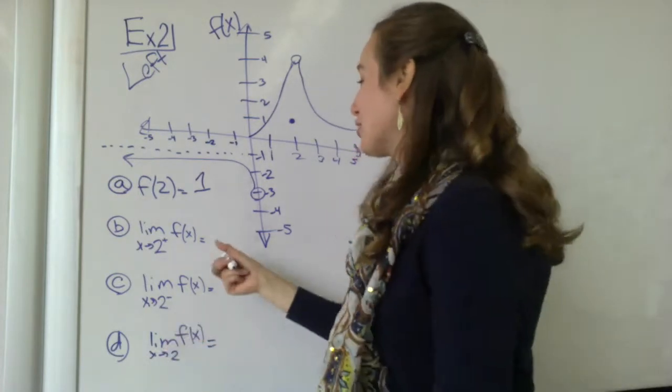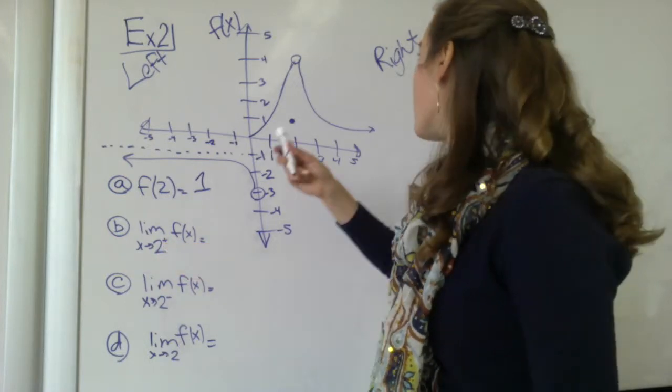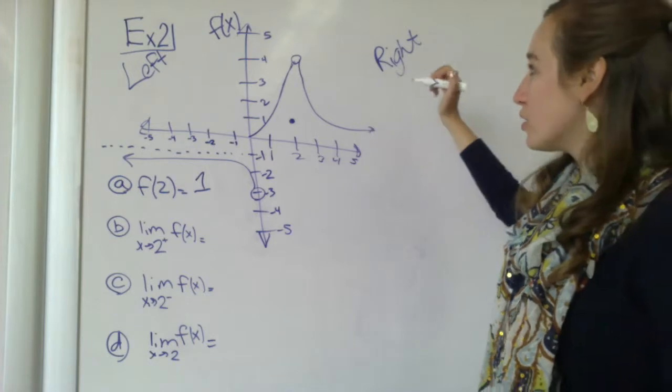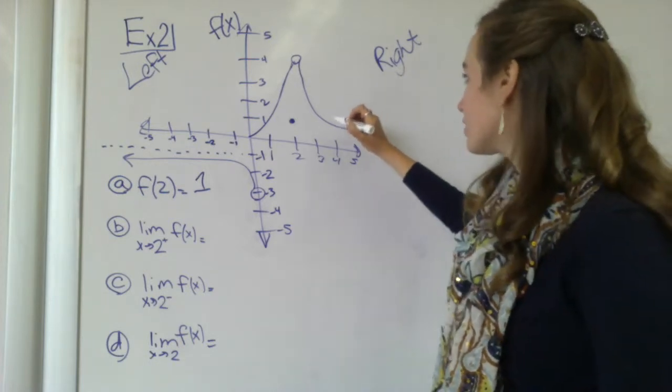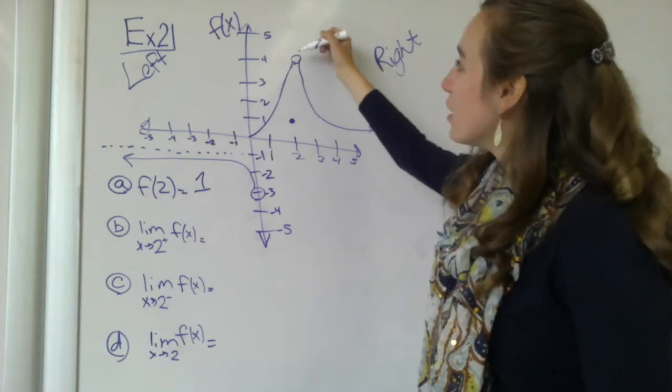For B, your limit of f of x as x approaches 2 from the right. This is where you start on your right side, and you follow your function all the way to where it goes to 2. So at 2, your limit from the right approaches 4.